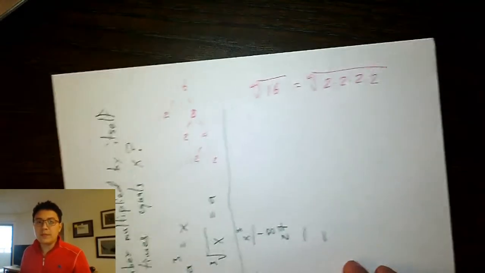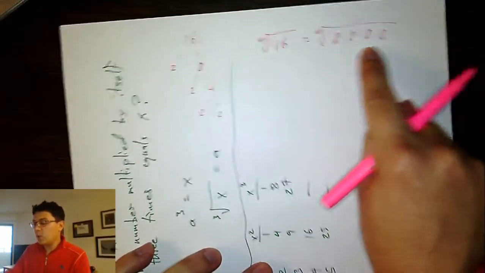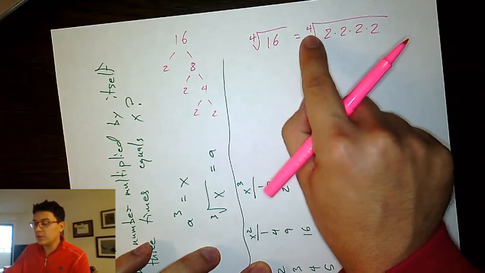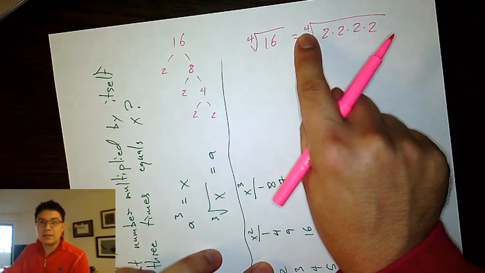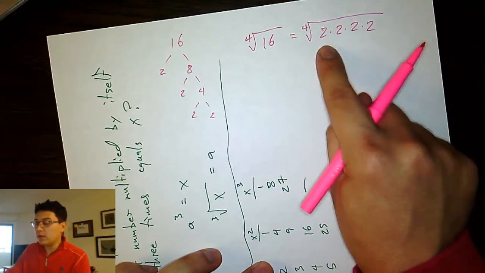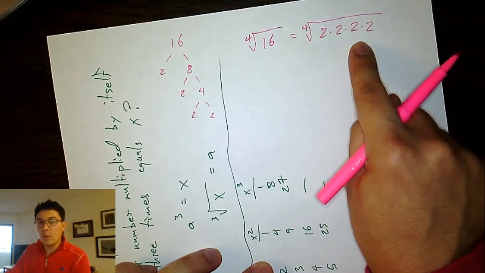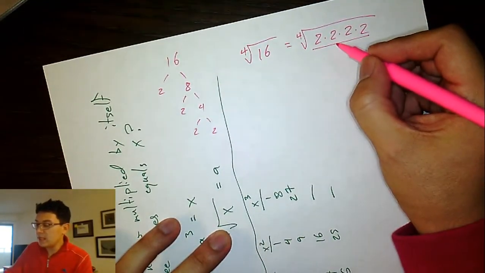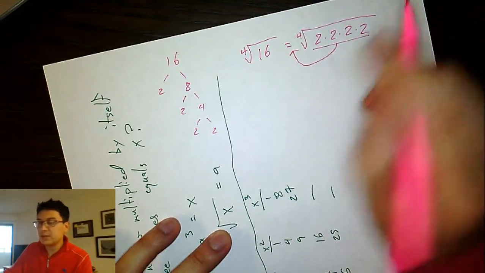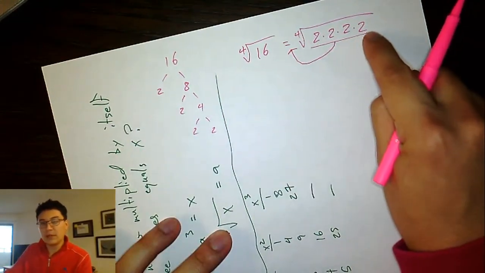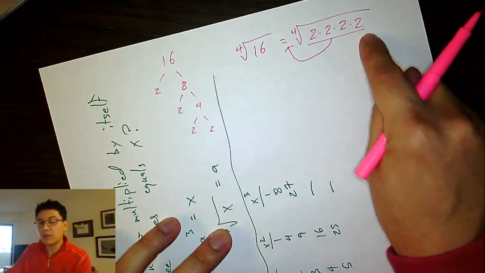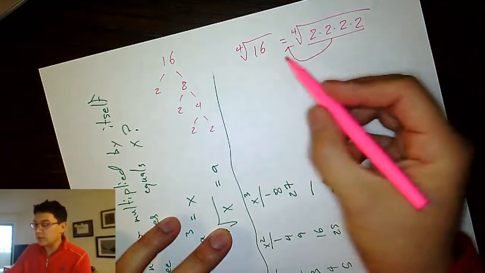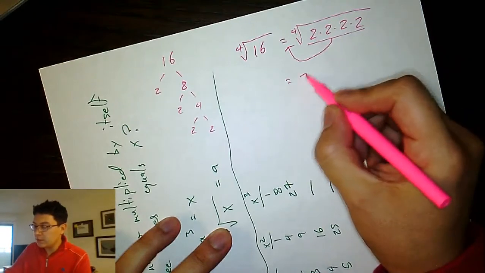So the rule for this is that you can pull out a group from under the radical sign that is equal to whatever your index is. So if I have a 4 here, I can pull out a group of 4 from inside. So here's a group of 4 2's. And I can pull that to the outside of the radical sign as a single unit. So I've got 4 2's here on the inside. I'm going to pull that to the outside of the radical as a single unit. So this will just be equal to 2 at the end.